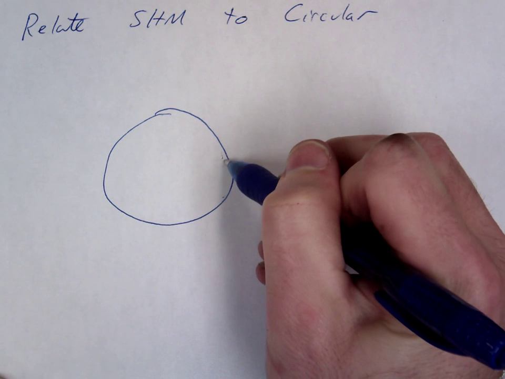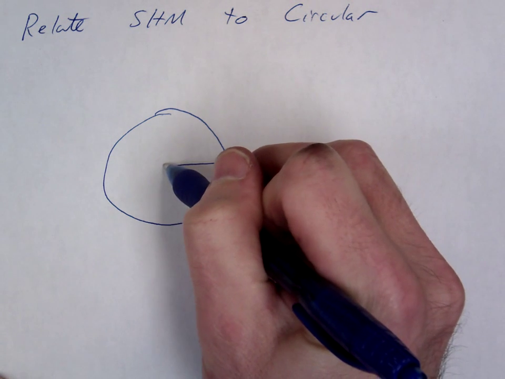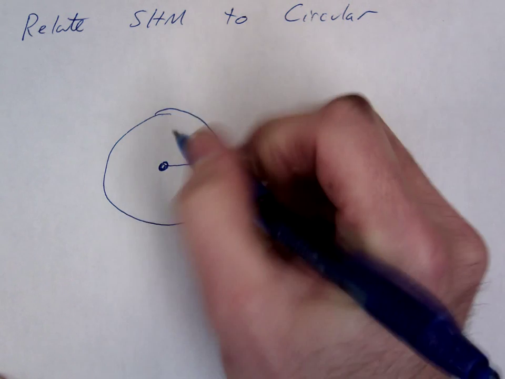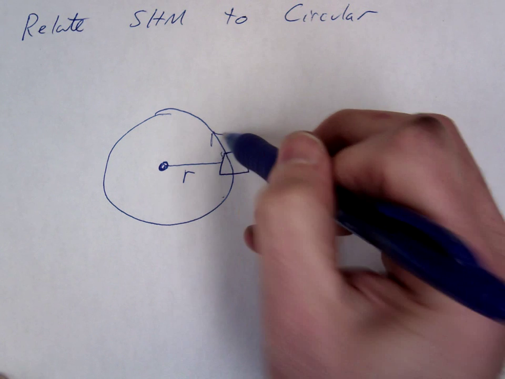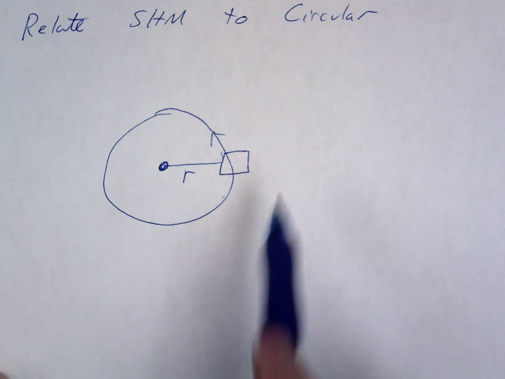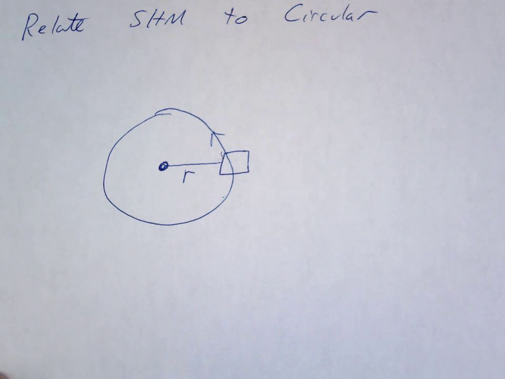Okay, or imagine an object on a circle. So let's say we have a mass, for example, on a string with a certain radius. We're going to have it go in a circle. Okay? Now what I want to do is take this two-dimensional situation and visualize it as one dimension.